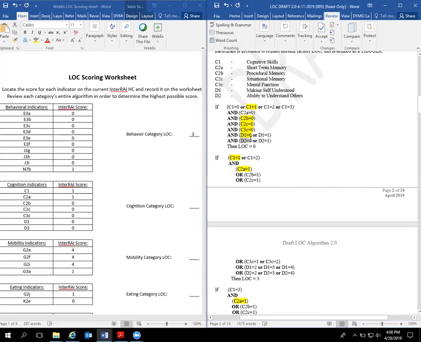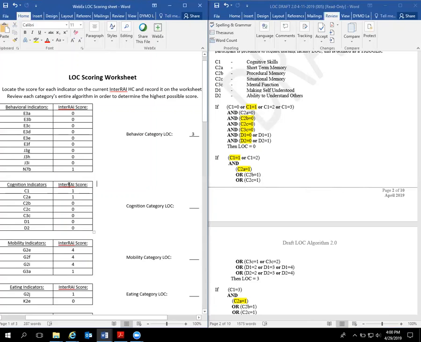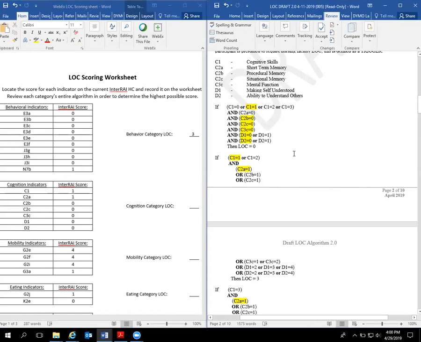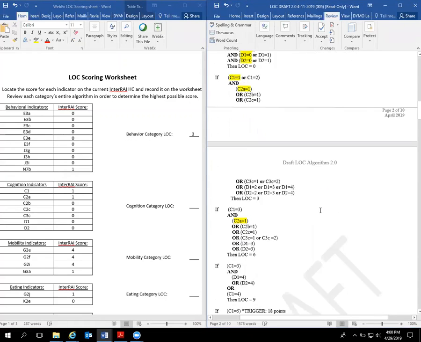And D2 was 0. And just a reminder that we are getting these responses off of the worksheet, but these numbers on the worksheet came from the enter-I. So this worksheet is just a middleman. It has all the information that's on the enter-I, but instead of having to flip through the enter-I while we are filling out the algorithm, you have all of your answers here in a cheat sheet. So we have now highlighted all of the indicators for cognition.